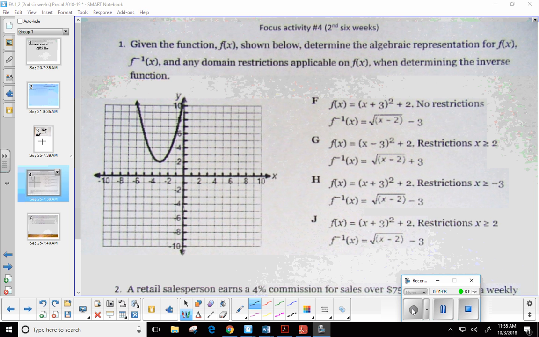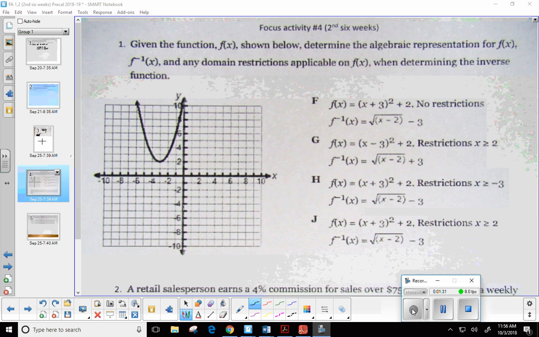So let's see, this focus activity is made up of 2 more problems that were the most missed on that district assessment. We took Friday before last, about a week and a half ago. This was number 4. Given the function f of x shown below, determine the algebraic representation for f of x, f inverse, and any domain restrictions applicable on f of x when determining the inverse function.